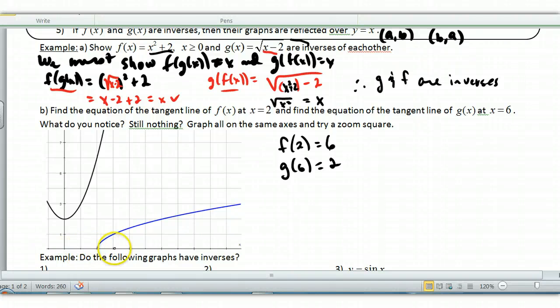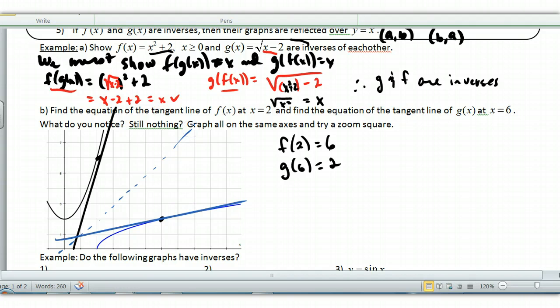This point 1, 2, 3, 4, 5, 6. Here's my point 6, 2. 2, 6 would be right here. And if I graph the tangent line, can you tell anything about these two tangent lines through these 2 points? Well, how about if I go like this and dash out y equal to x?